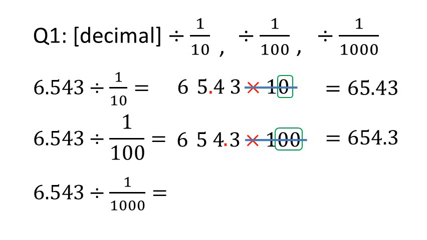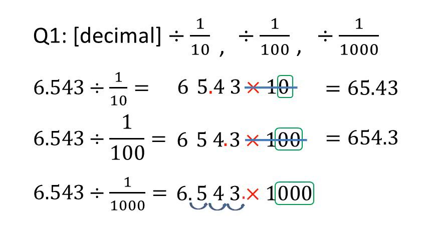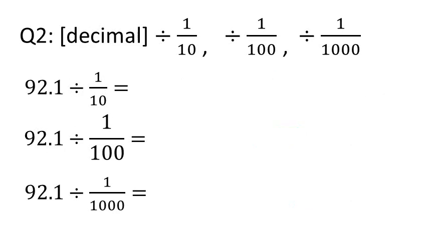The other example is 6.543 divided by 1 over 1000. This means 6.543 times 1000. Since 1000 has 3 zeros, you move the decimal point 3 places to the right. So the answer is 6,543 point, and you can erase the decimal point, so the answer could be 6,543.